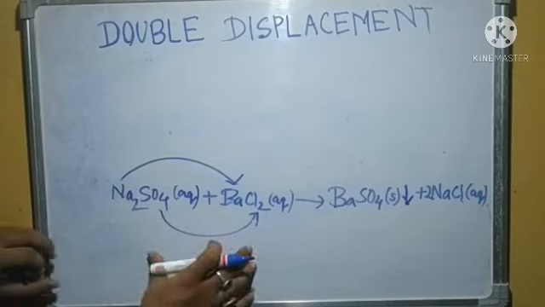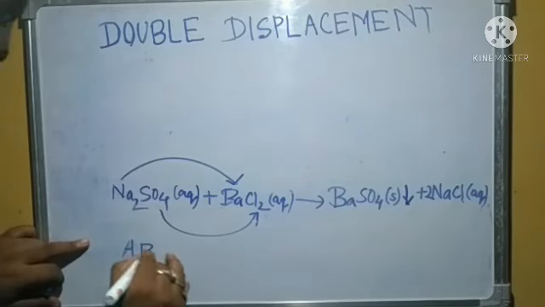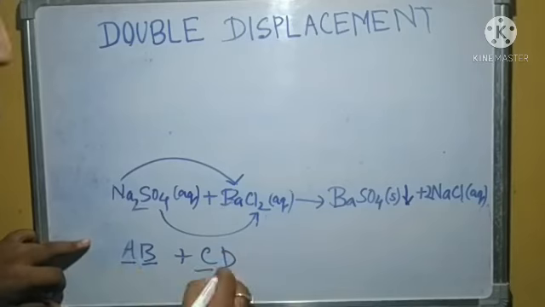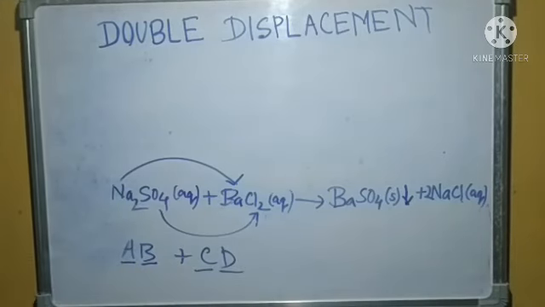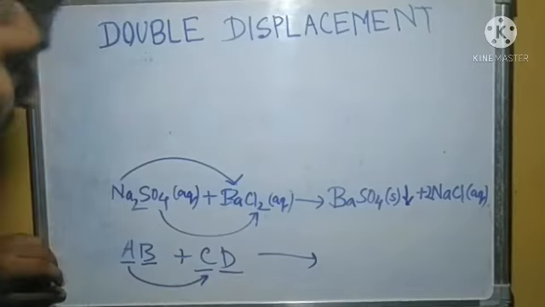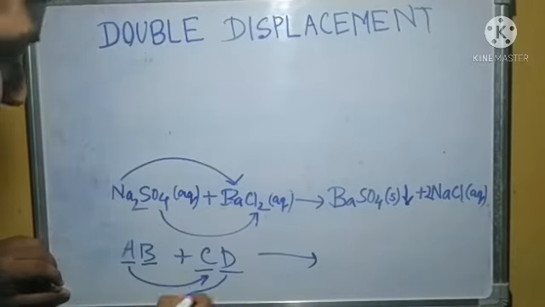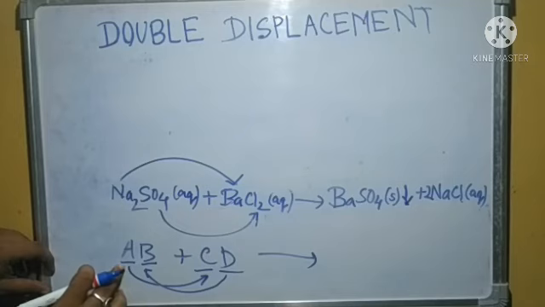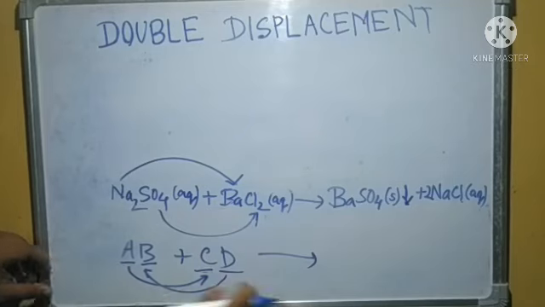Okay, so if you compare it with a general reaction, suppose here AB plus CD. A is one ion, B is one ion, C is another ion, D is another ion. So here A and B ions are together to give the AB compound. Here C and D ions are together to give the CD compound. So in a double displacement reaction, what will happen? A will take the position of C, and C will take the position of A. There is an interchange. So now A will make a compound with D.